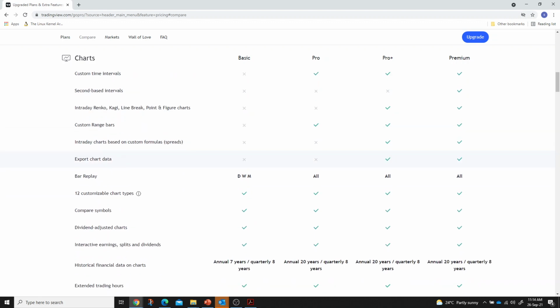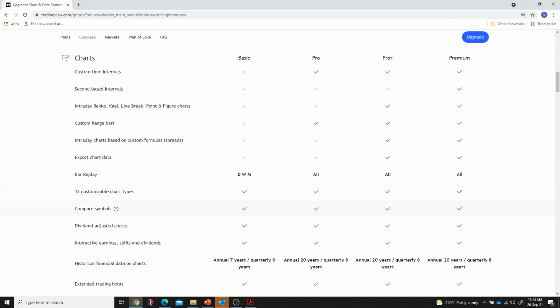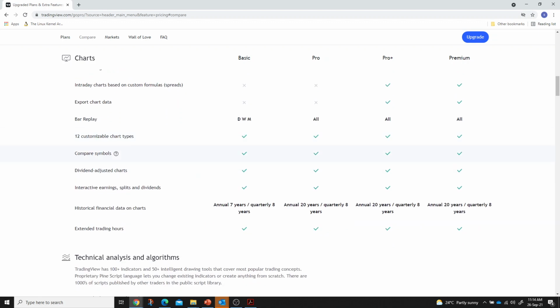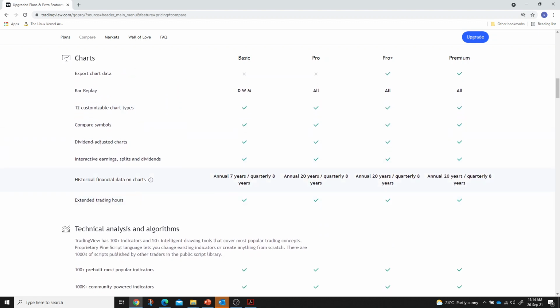Then bar replay is only allowed in basic. It is only allowed on a day, week, and month. Bar replay is a very good feature to understand and build that view of the market. We will see that. Then otherwise, most of the features are available, and data goes back 7 years on a daily chart. Quarterly 8 years. If you see 20 years, but 7 years is good enough for me.